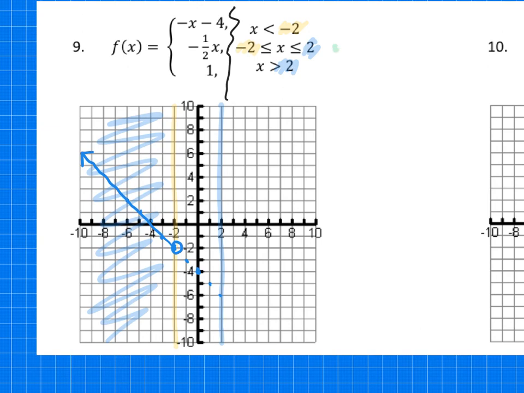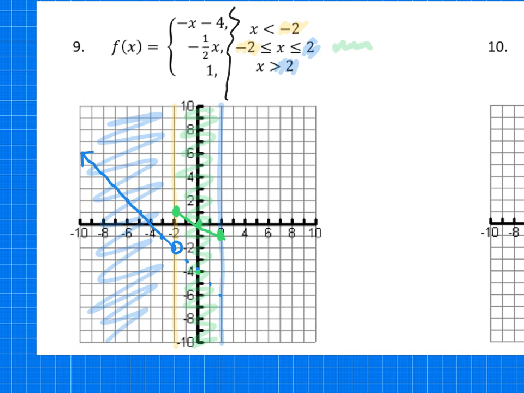Next part, I'm going to do in green. That's going to be all in this middle section. So that one is -1/2 x. So I'm going to start it at 0, go down 1 and over 2, and then to backfill, go back 2 and up 1. I'm going to have closed circles on both of those and a line connecting them.